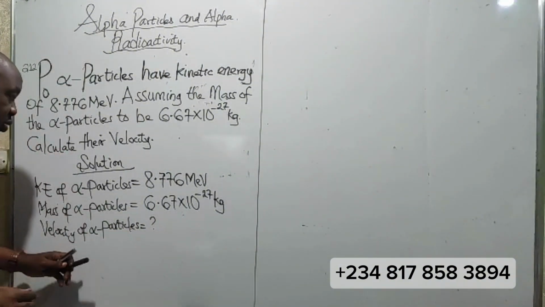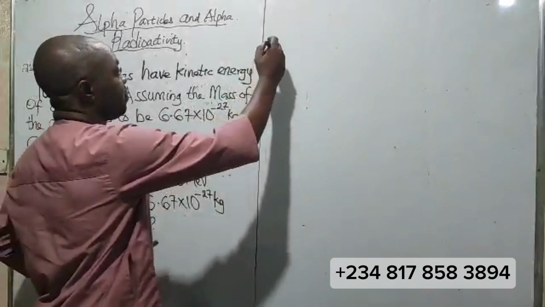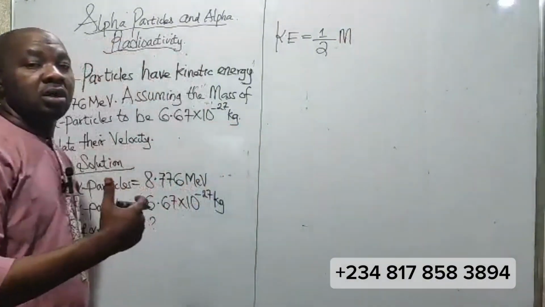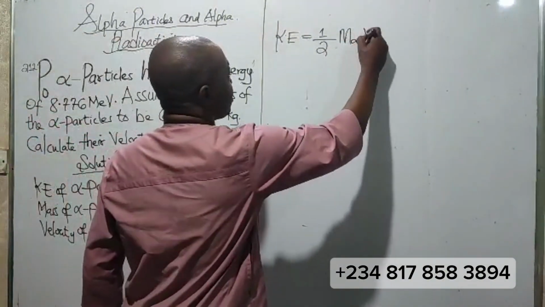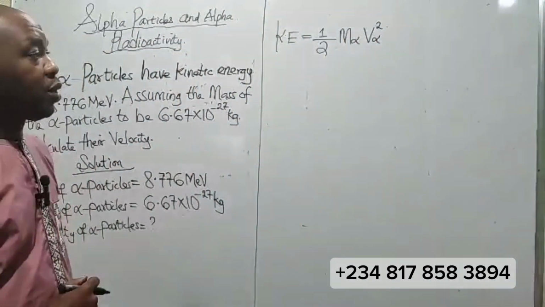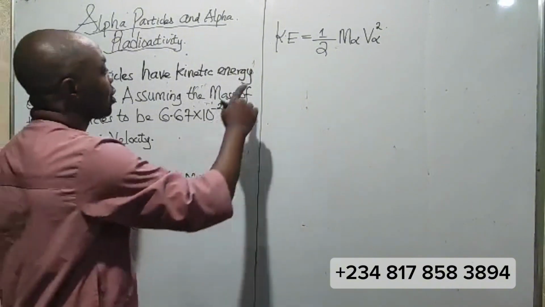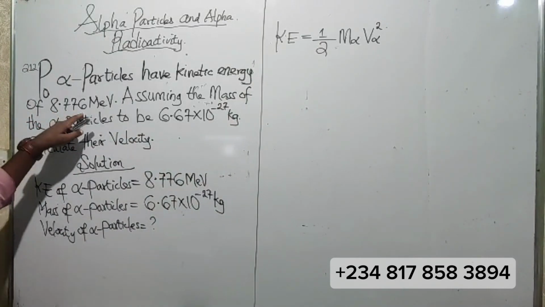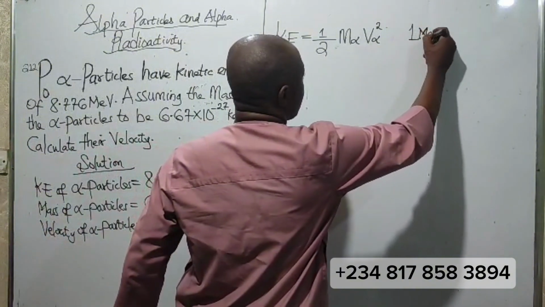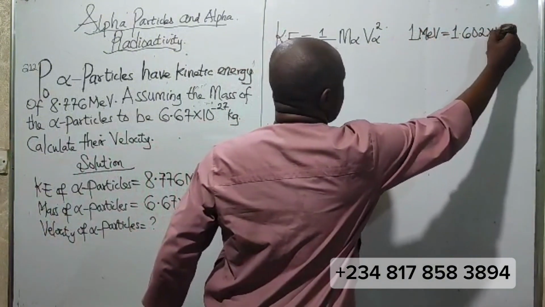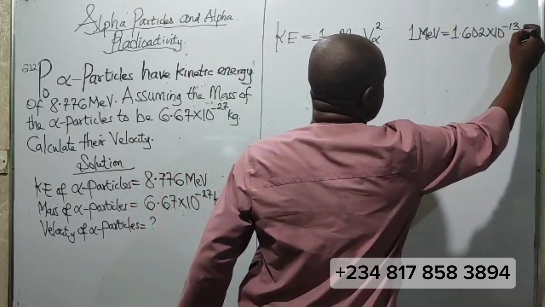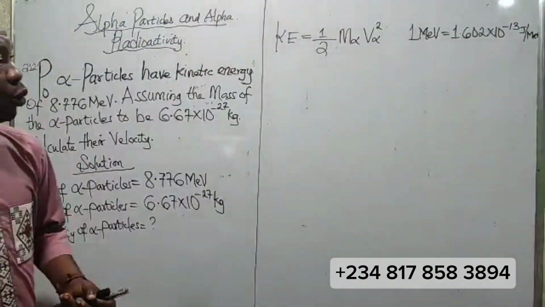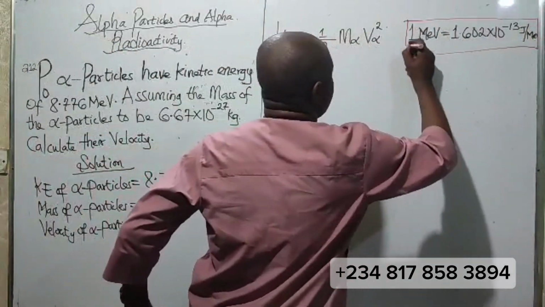To be able to calculate the velocity of the alpha particle, we know that the formula for kinetic energy is 1/2 multiplied by the mass of the alpha particle, multiplied by the velocity of the alpha particle squared. In this case, we are given the energy in 8.776 mega electron volts, and we know that 1 mega electron volt is 1.602 multiplied by 10 raised to the power of negative 13 joules per mega electron volt.